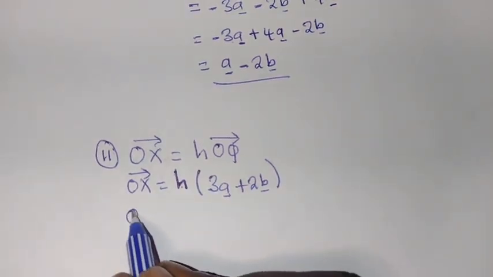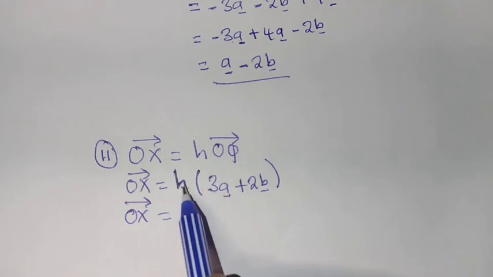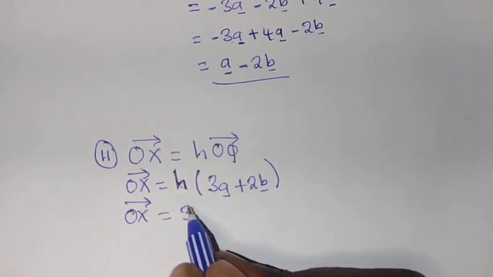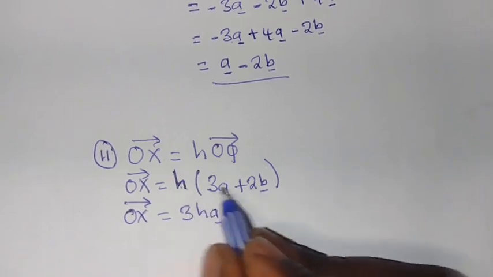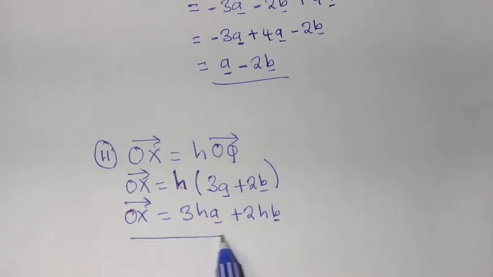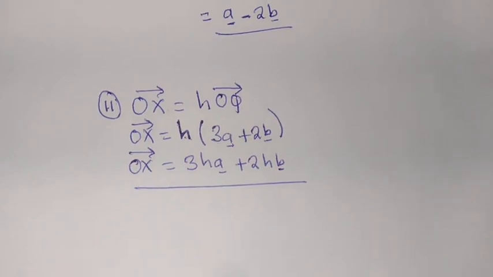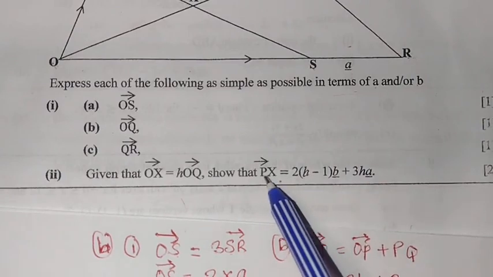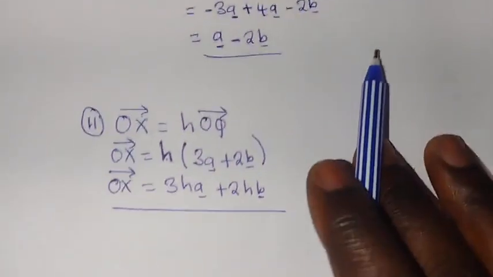Then from here, what are we going to do? Let us just expand. So say OX equal to, so when you are multiplying now, the constant value has to be in the middle. Okay, that's how we do it. So I say 3HA vector plus 2 times H times 2B, it will be 2HB vector. So this is our OX. So after finding your OX, they said show that PX is equal to this. So just be interested in PX, that's all. Forget about this.